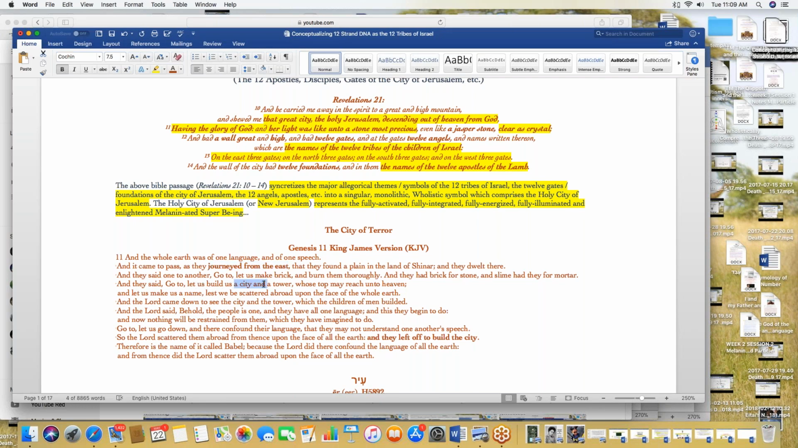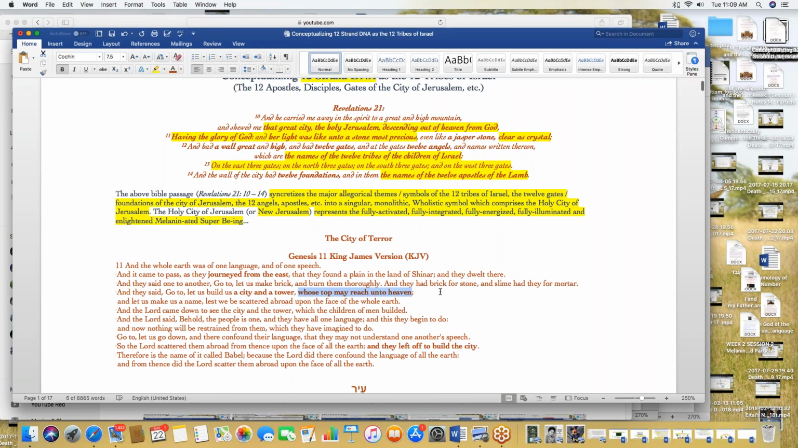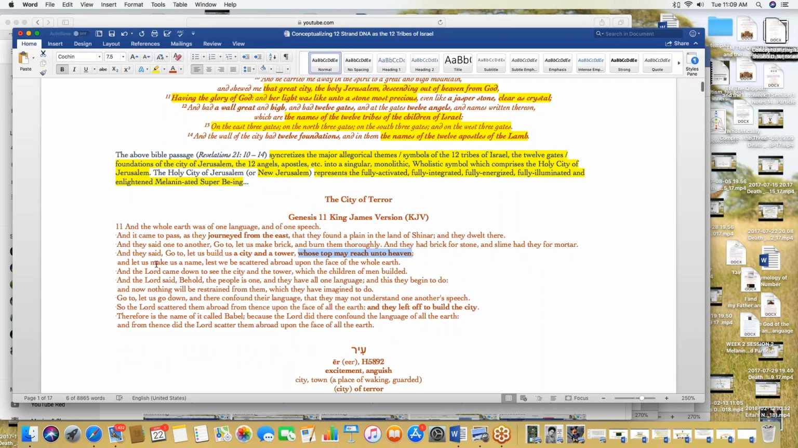Are y'all with me? Whose top may reach to heaven. In other words, let us begin to reconnect with our source. Are you all with me? And let us make us a name. That is the word Shem. Lest we be scattered abroad upon the face of the whole earth.